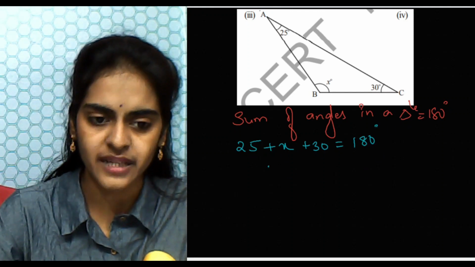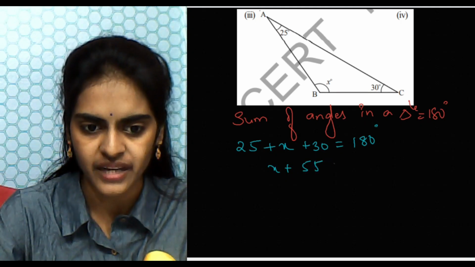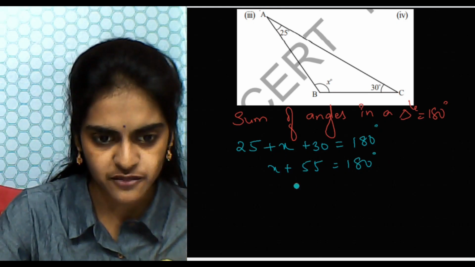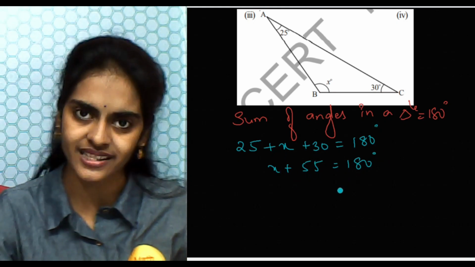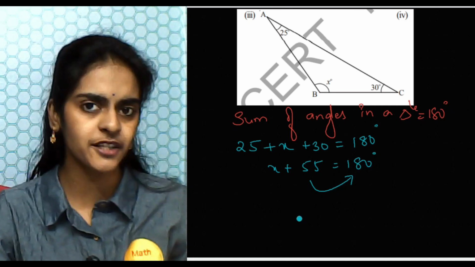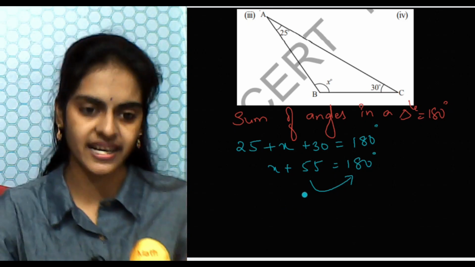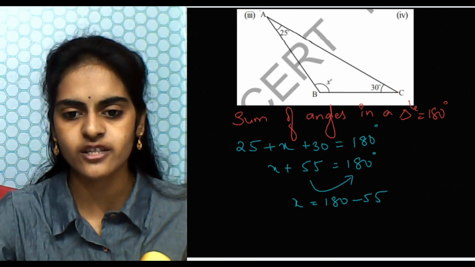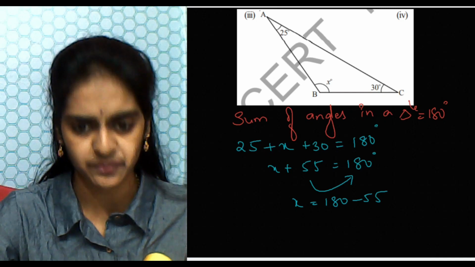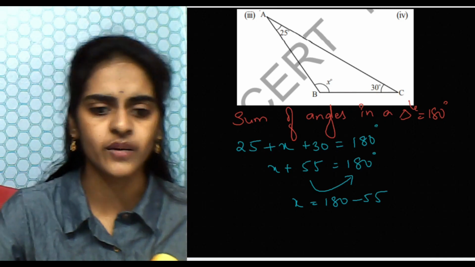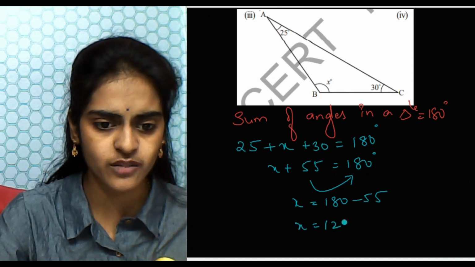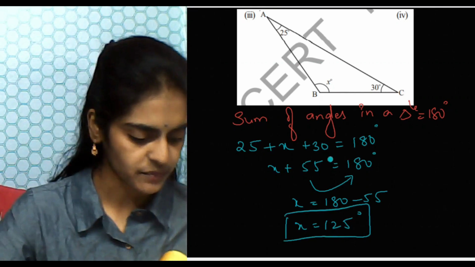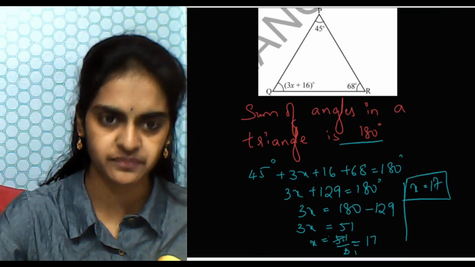So just see, 30 plus 25 is how much? 55 is equal to 180 degrees. But I want the value of x. So I'll send this 55, which is extra here, to the other side. When I send this 55 to the other side, it becomes minus. So x is equal to 180 minus 55. What is 180 minus 55? It is nothing but 125. So x is 125 degrees. Clear? Very simple, right? Let us move on to the next question now.